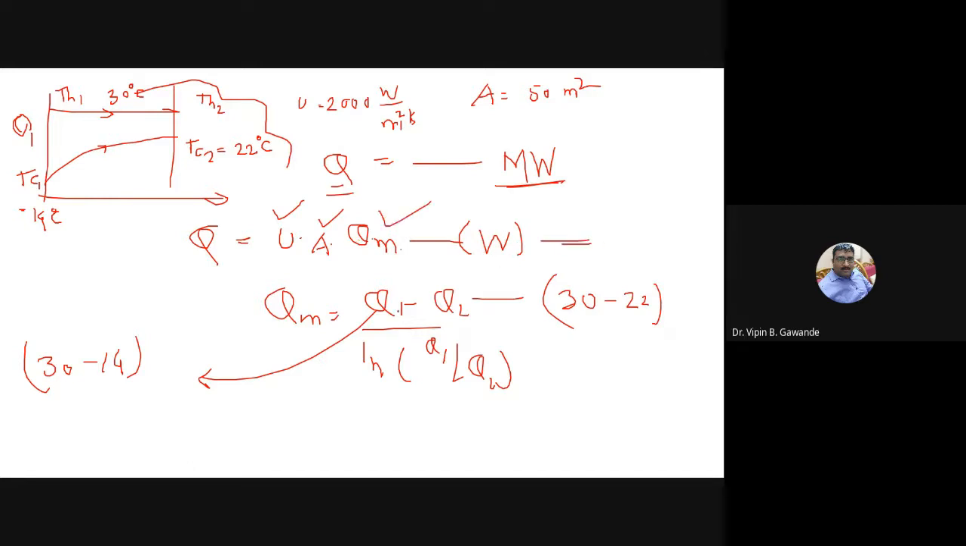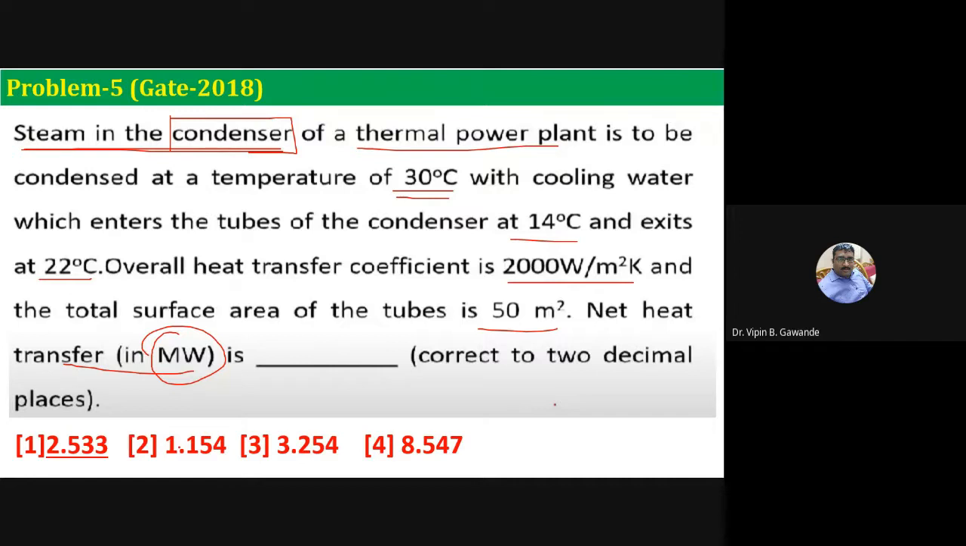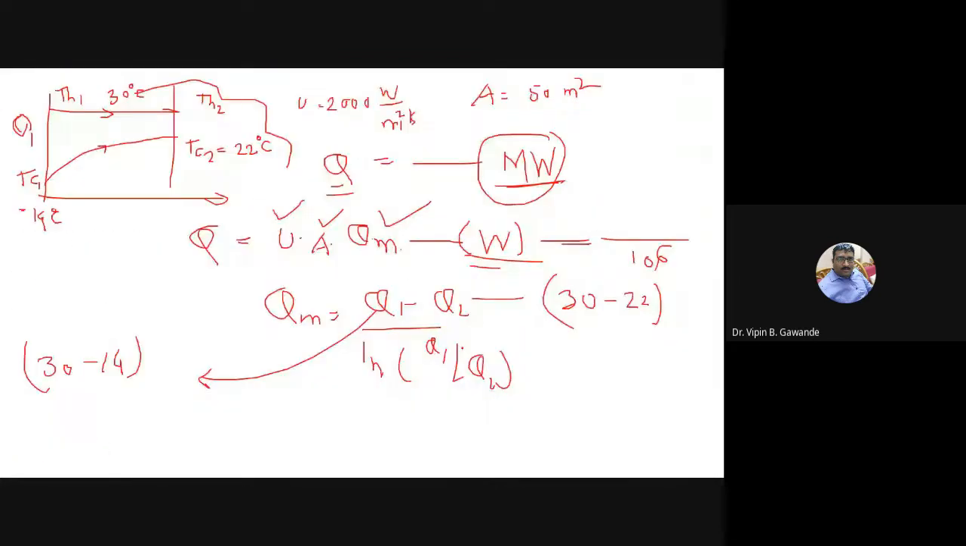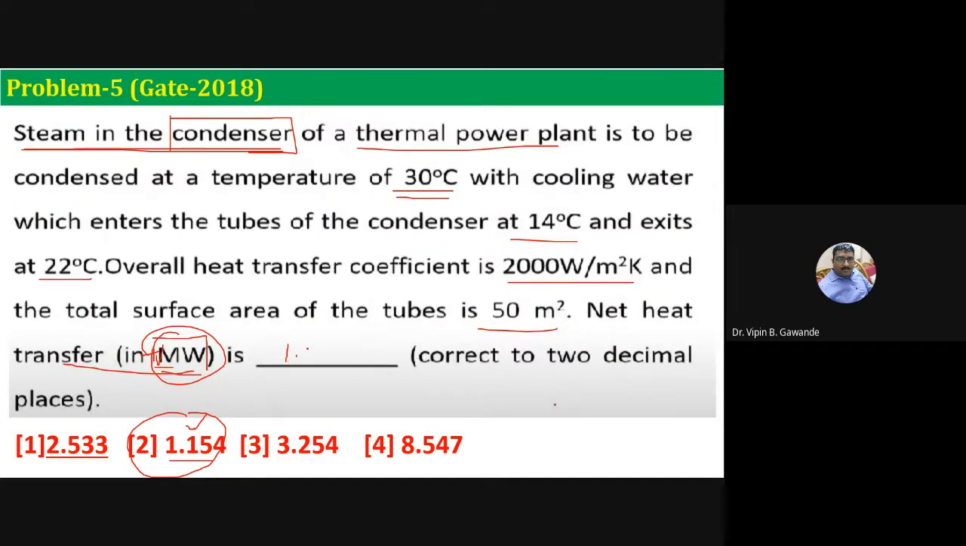Once the answer comes in watt, you have to divide this by 10 raised to power 6, mega, and then you will get the answer in megawatt. So the answer is 1.154. That is the correct answer. Don't be in a hurry to write down the answer, because when you calculate, it will come in watt. If you divide it by 10 raised to power 6, it will come into megawatt. So that thing you have to write down.